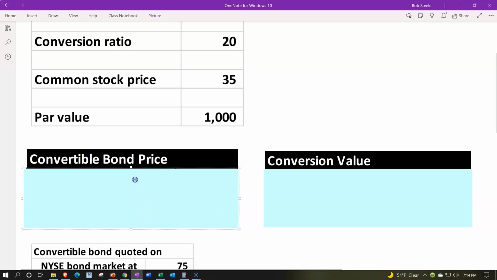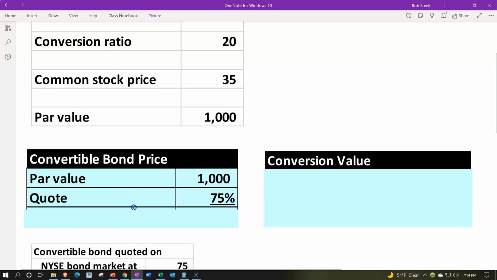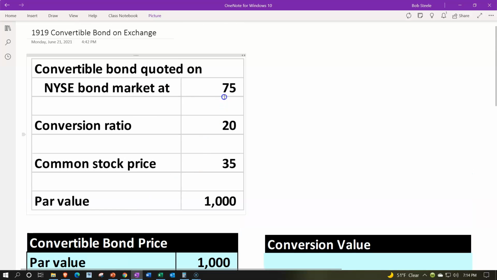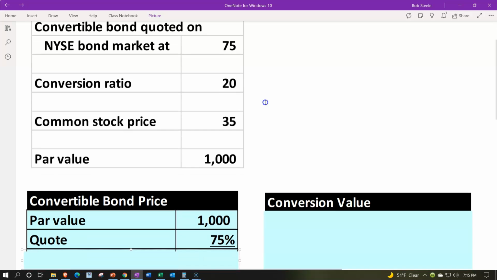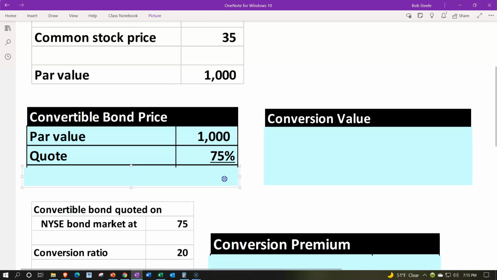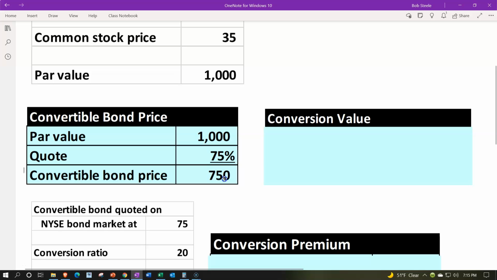So, calculating the convertible bond price now, we're just going to take that 1,000 and then take the amount up top that it was quoted at, the convertible bond quoted on the New York Stock Exchange at 75, and just make that a decimal, 75 divided by 100 in essence, giving us 0.75 or 75%, which gives us the 750.